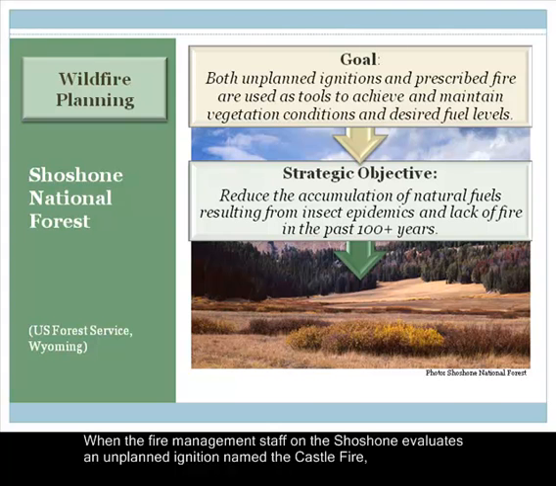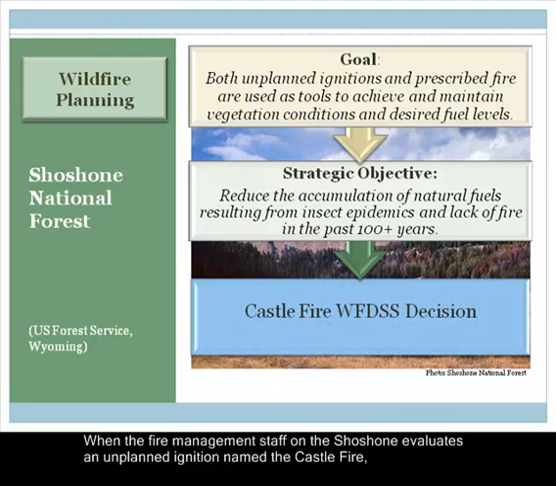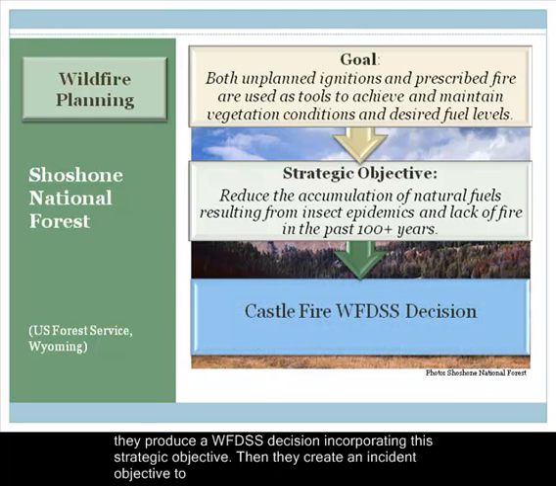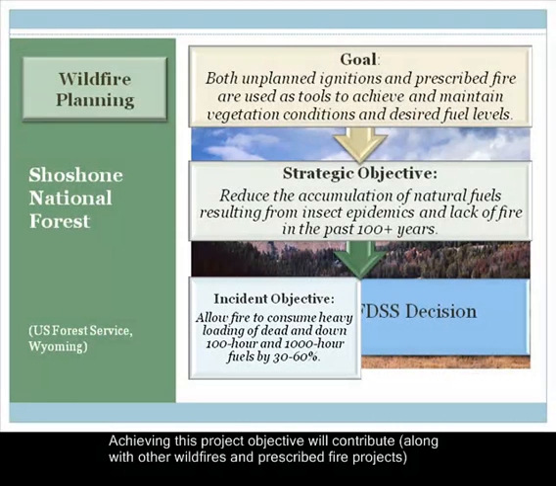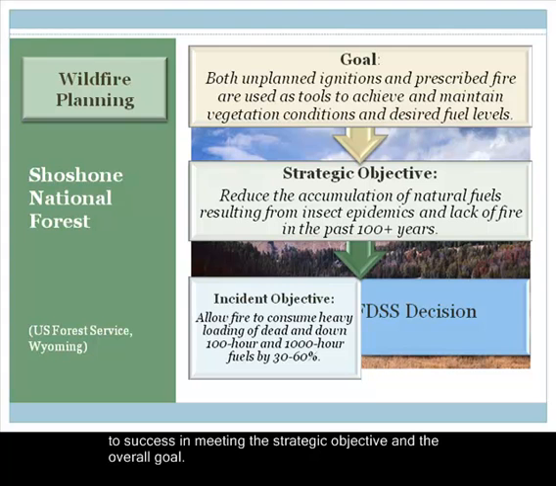When the fire management staff on the Shoshone evaluates an unplanned ignition named the Castle Fire, they produce a Wildland Fire Decision Support System decision incorporating this strategic objective. Then, they create an incident objective to allow fire to consume heavy loading of dead and down 100-hour and 1,000-hour fuels by 30 to 60%. Achieving this project objective will contribute, along with other wildfires and prescribed fire projects, to success in meeting the strategic objective and the overall goal.